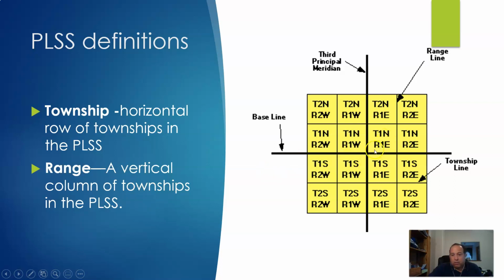And so what you really want to see out of this is just get this basic idea: north, east, south, west. So if we're here, we're range 1 west. If we're here, we're range 1 east, because everything goes off of that starting point, or the intersection of the baseline and the principal meridian.